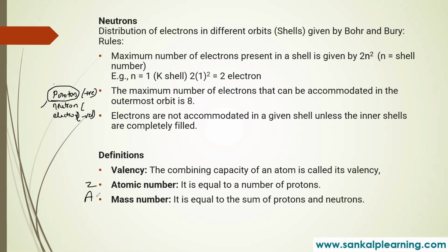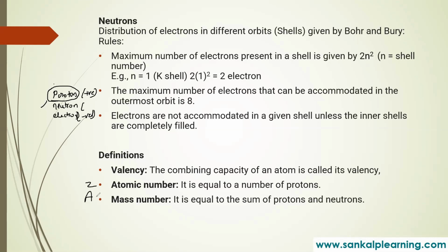All atoms of an element have the same atomic number, right? For hydrogen, the atomic number is 1, which means only one proton is present in the nucleus. If the atomic number is 6, then it is carbon. If the atomic number is 8, it is oxygen. Like this, we can define the atomic numbers of different elements.